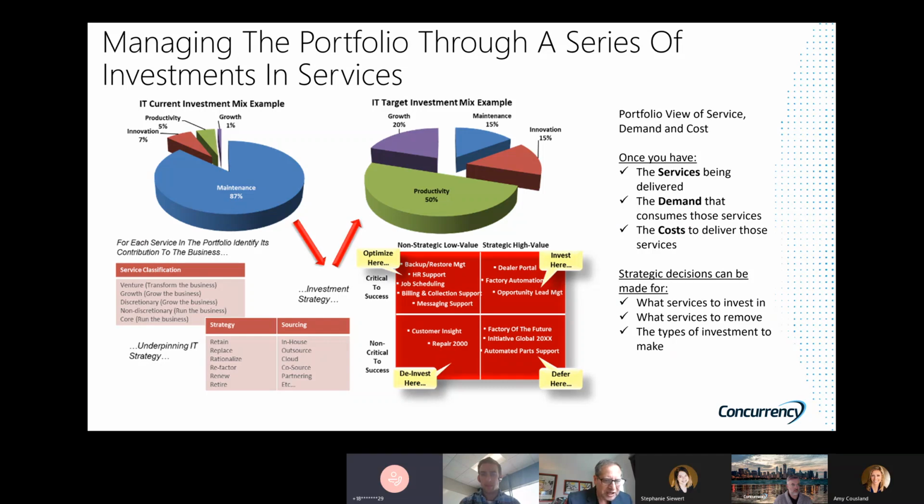So from an overall strategic level, you're taking all this information, services, cost, and demand, and you're starting to put it into this kind of decision-making in terms of how you're investing, and starting to manage the entire portfolio as investments and services. And that's the idea here, is you're providing them information out of your service management system to be able to do things like this.